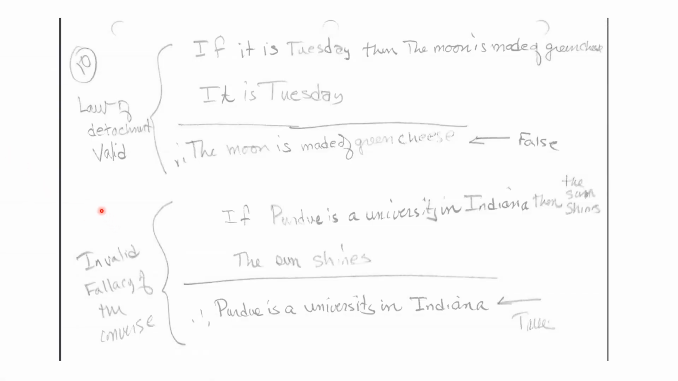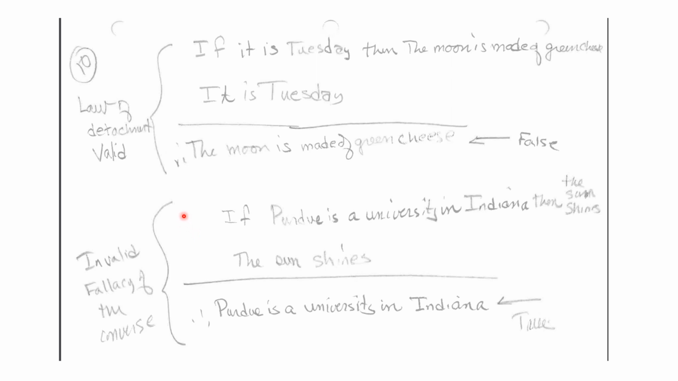Again, I did evaluate your solution. Here is something that is a valid syllogism. If it is Tuesday, then the moon is made of green cheese. It is Tuesday, therefore the moon is made of green cheese. So this is valid because it's the law of detachment. But the moon is not made of green cheese. That is a false statement.